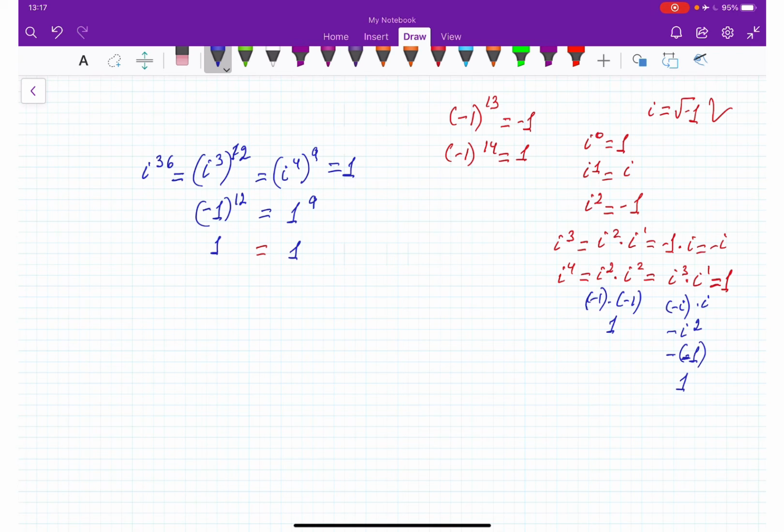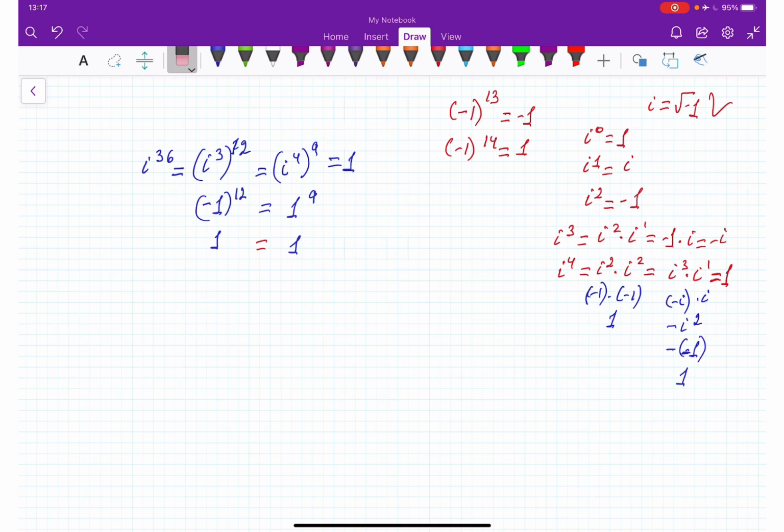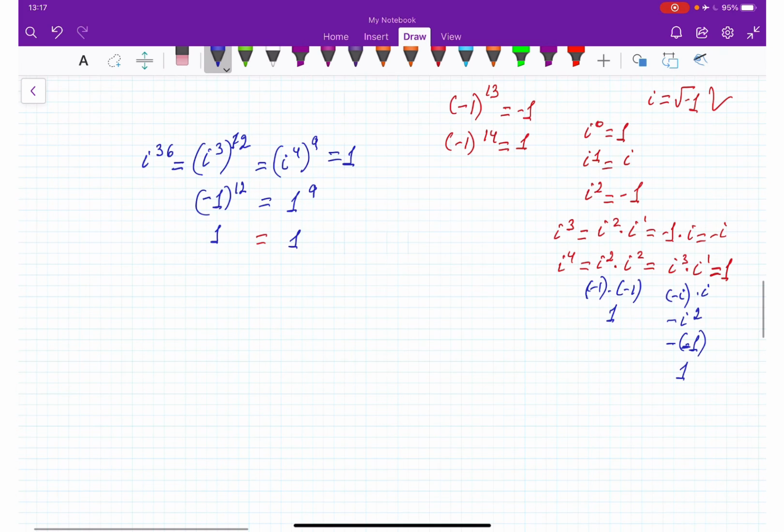So either way, I'm not going to go several ways every time. So you pick whichever you like. It's just because it's the first time I showed. Next one, i to the power 48. I like to work with degree 4 if I can, if the degree is divisible by 4, because i to the power 4 is equal to 1. So i to the power 48 is equal to i to the power 4 to the power 12, which means 1 to the power 12 is equal to 1.